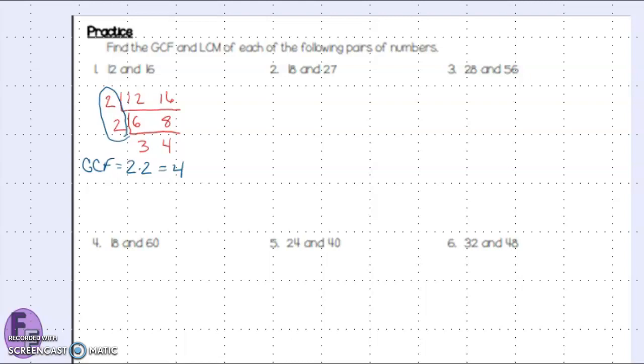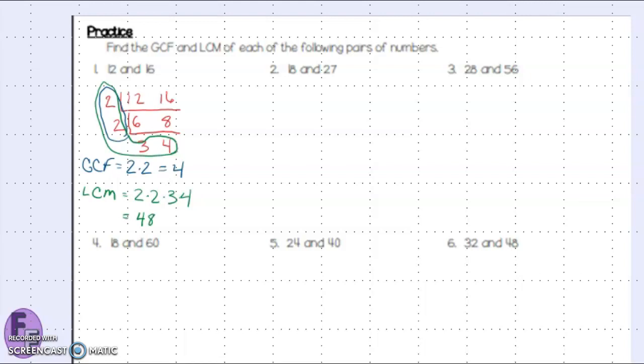Then I'm going to look at my least common multiple. To find the least common multiple, I multiply everything on the outside of my division bars. So my least common multiple is 2 times 2 times 3 times 4. Since 2 times 2 is 4, 4 times 4 is 16, and 3 times 16 is 48.